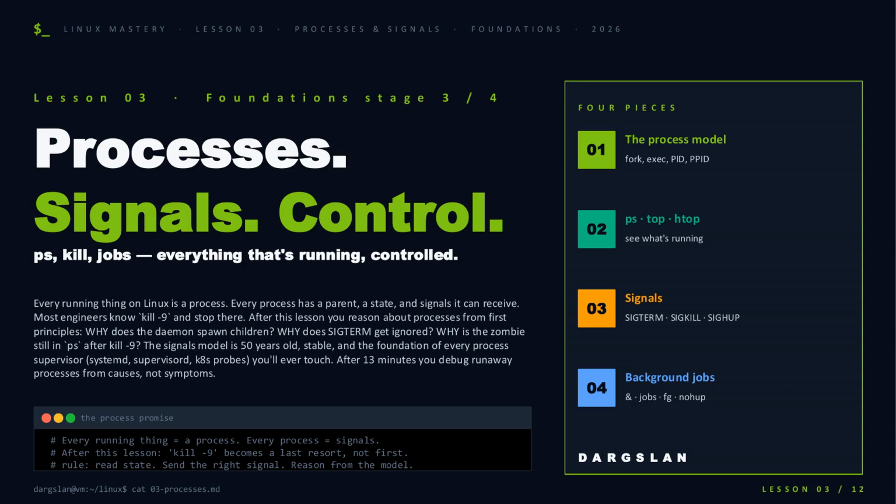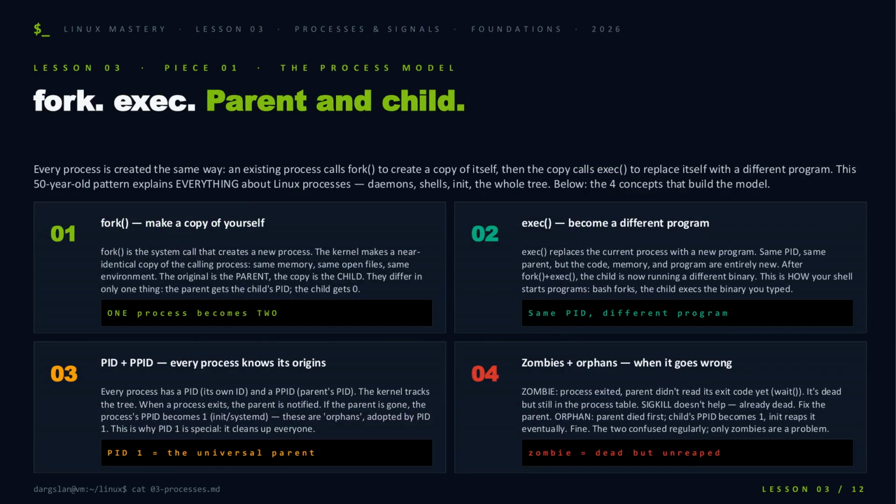Welcome to Lesson 3 of Linux Mastery, the one where kill -9 stops being your first instinct and becomes your last resort. Every running thing on Linux is a process, and every process has a parent, a state, and a set of signals it can receive. Over the next 13 minutes, we'll cover 4 pieces: the process model itself, the tools to see what's running, the signals that control them, and finally background jobs. By the end, you'll debug runaway processes from causes, not symptoms. Let's start with the model itself.